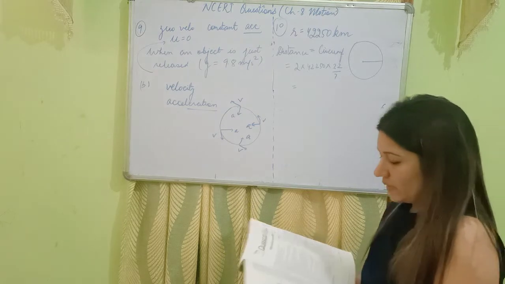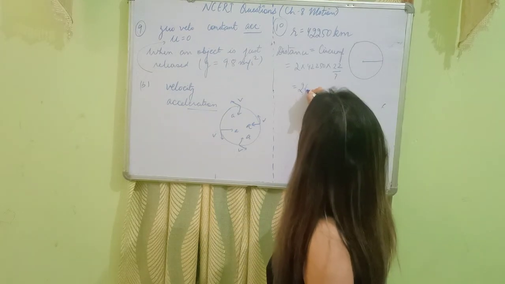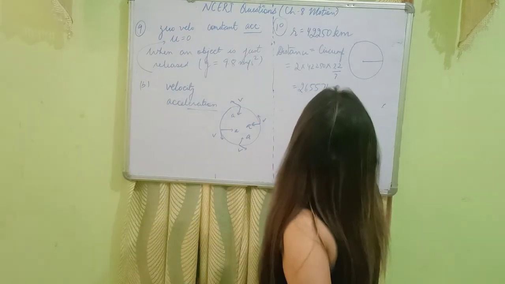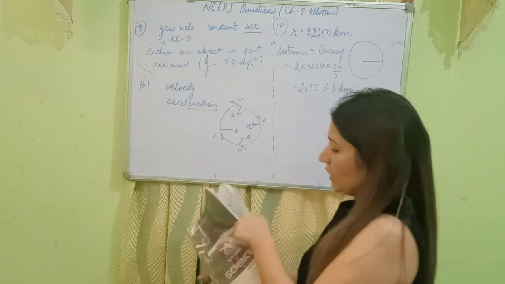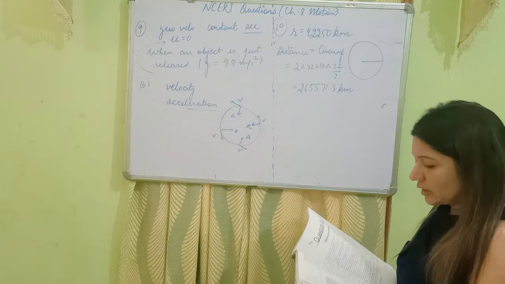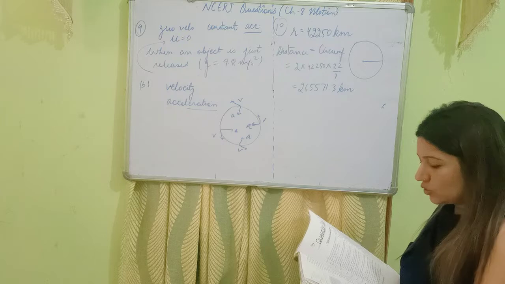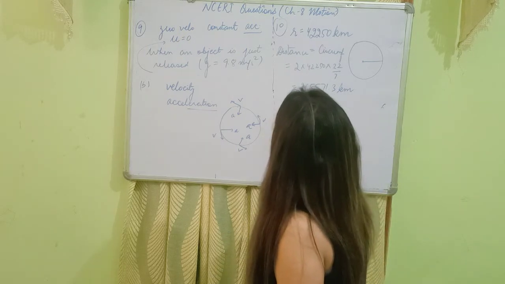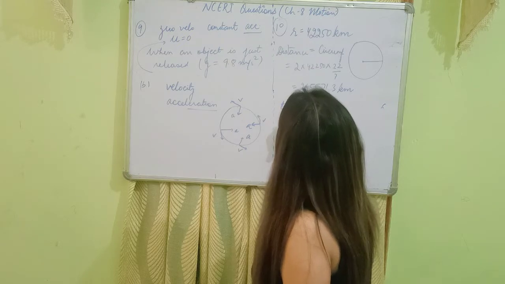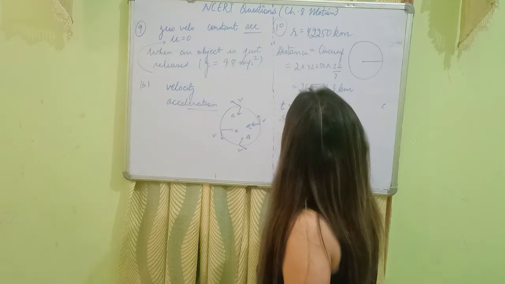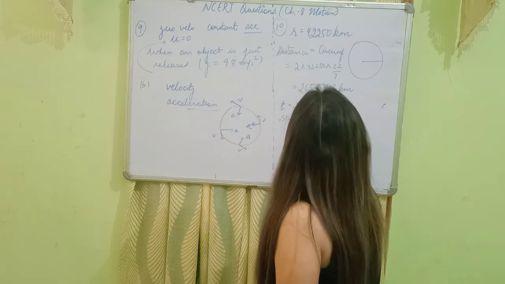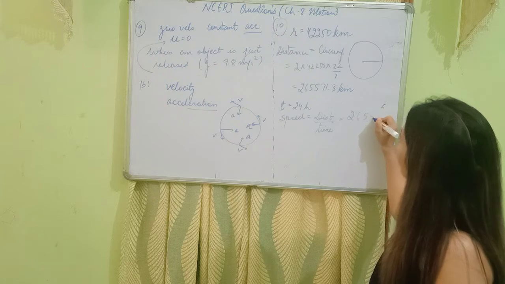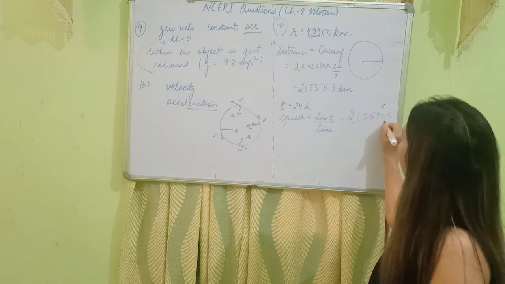This will come out to be 2655571.3 kilometer. Next is what you need to calculate. Calculate its speed if it takes 24 hours to revolve around the earth. Calculate the speed when time is 24 hours. The formula of speed is very easy. Speed is distance upon time. So distance is 2655571.3 by 24.